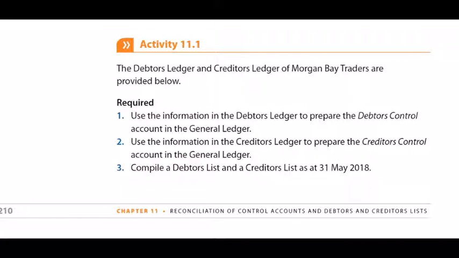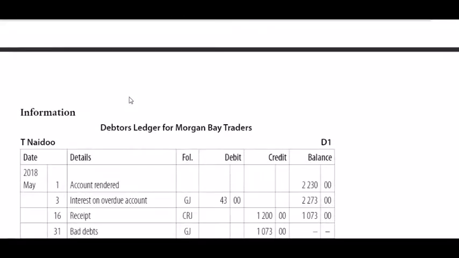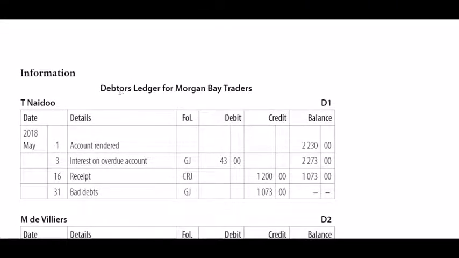Activity 11.1 was an interesting activity because in this case, they gave you the debtors ledger of Morgan Bay Traders and the creditors ledger of Morgan Bay Traders. And they wanted you to prepare the debtors control account, the creditors control account, and the debtors and creditors lists as at 31 May 2018. Okay, so I love this exercise because it's everything we've done before, but they just ask it in a different way. So it makes you think a little bit.